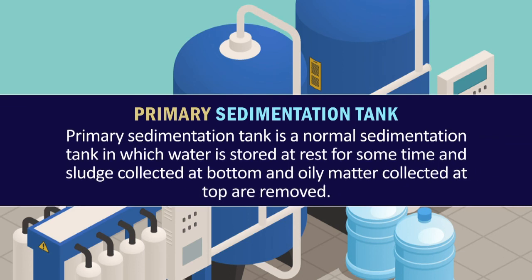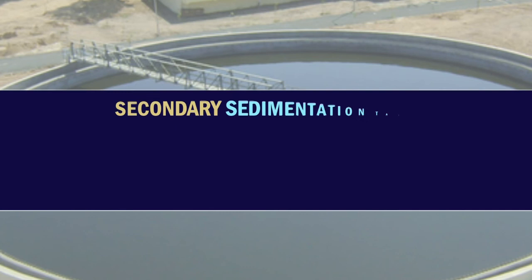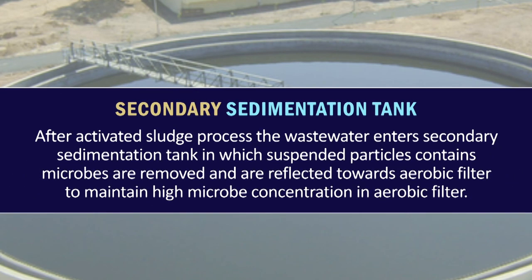Primary sedimentation tank. A primary sedimentation tank is a normal sedimentation tank in which water is stored at rest for some time, and sludge collected at the bottom and oily matter collected at the top are removed. After the primary sedimentation process, the wastewater is discharged into an aerobic filter where the activated sludge process takes place. Secondary sedimentation tank. After the activated sludge process, the wastewater enters the secondary sedimentation tank in which suspended particles containing microbes are removed and are returned towards the aerobic filter to maintain high microbe concentration in the aerobic filter.